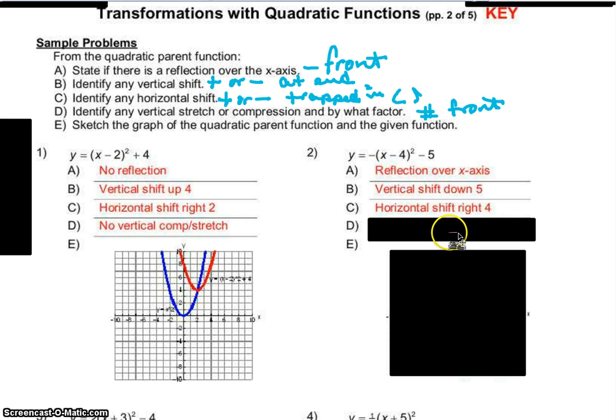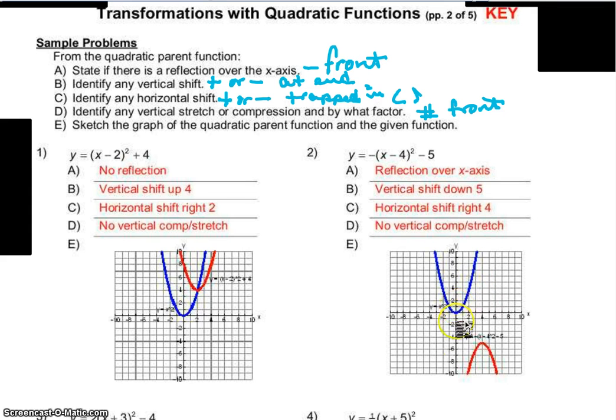And then was there a stretch or compression? No, because there was not a number at the beginning. So this one is going to flip and open the other direction. The vertex will go down 5 and to the right 4. So you had to go down 5 over 4, and then it had to open the other direction.